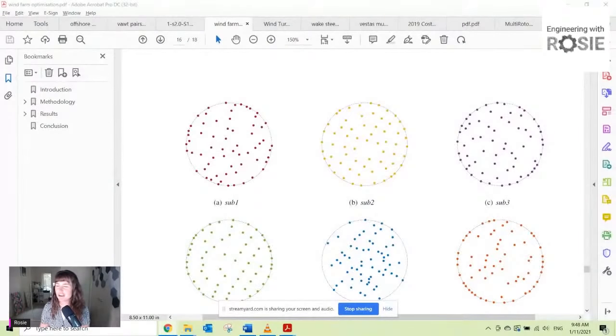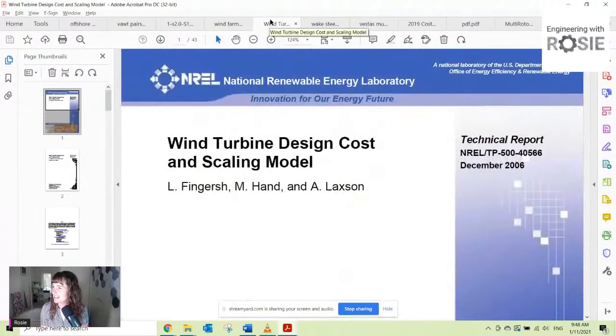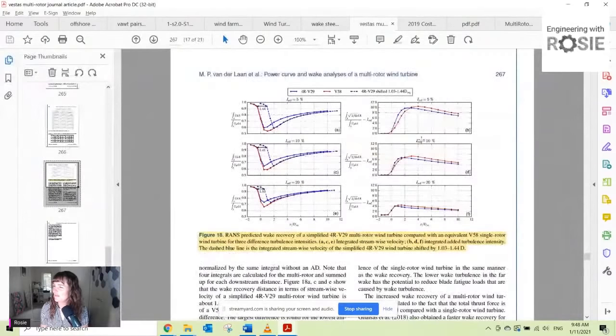So the next topic that I want to move on to is how we can get around that, how we can keep turbines as close together as possible in the crosswind direction, but keep them far apart in the downwind direction. And there have been a few different interesting ways to do that that I've seen recently. So I'm just going to find this here.